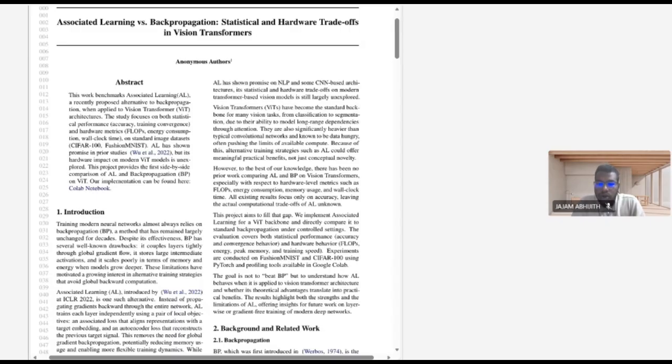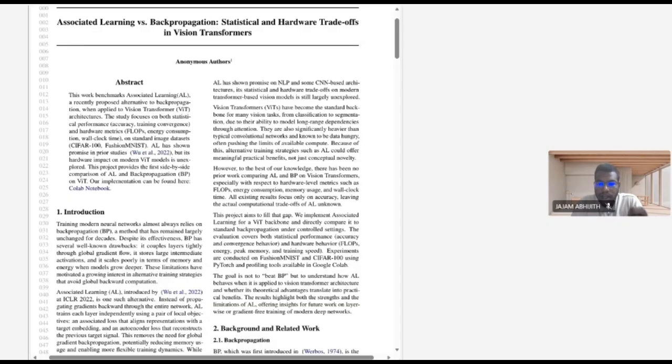During training, you do a forward pass through all the layers, and this is the key. You detach the activations at each layer to prevent gradients from flowing between layers. Then each layer gets trained independently by aligning its representation with its encoded target and reconstructing the previous target. So basically, no gradients flow across layers at all. Each layer has its own local learning objective.